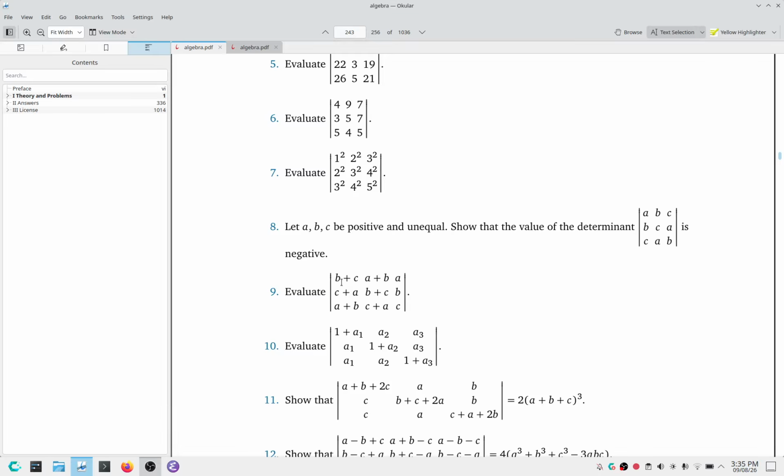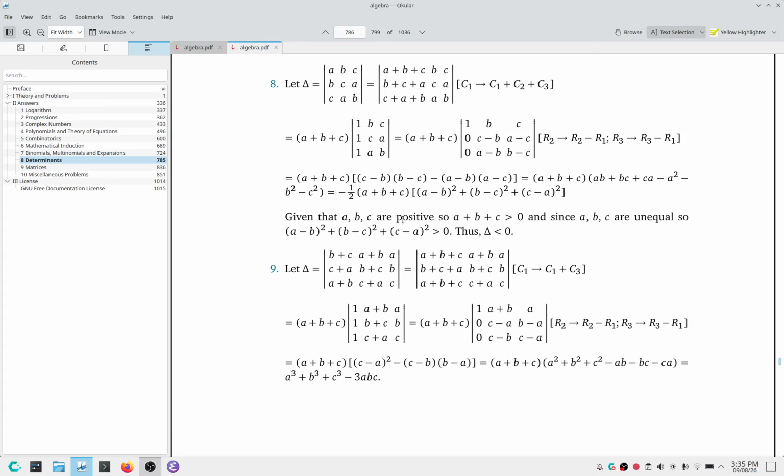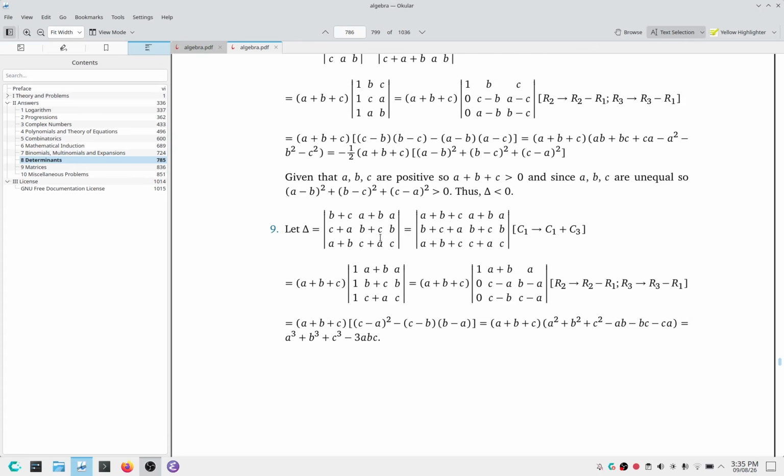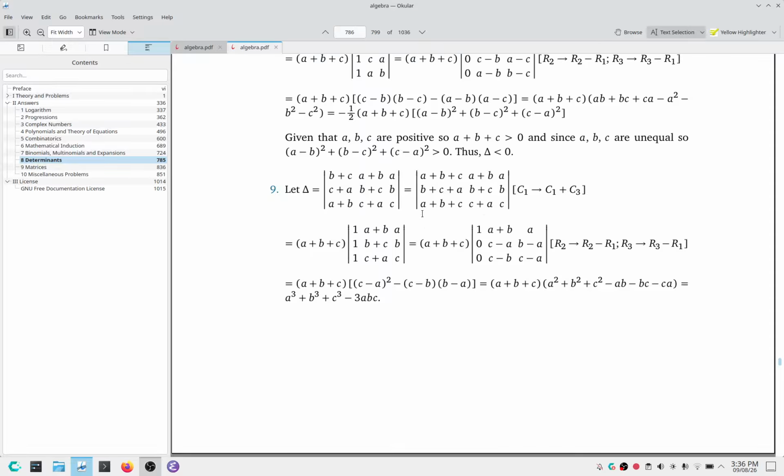Question 9 says evaluate the determinant with rows b plus c, a plus b, a; c plus a, b plus c, b; a plus b, c plus a, c. Once we have that, we do column 1 equals column 1 plus column 3. We see that a plus b plus c can be taken out here. So the first column becomes a plus b plus c throughout, and the second and third columns remain unchanged. So we get a plus b plus c outside.